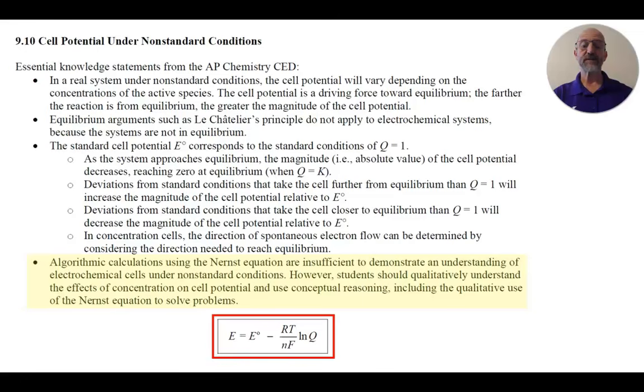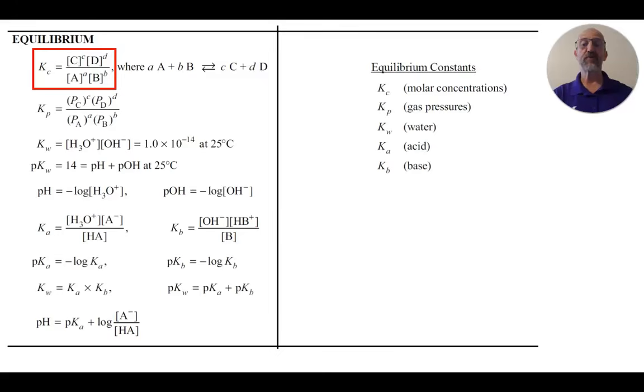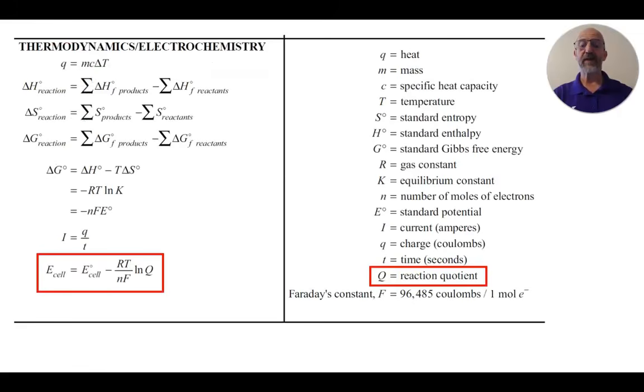So you can see that the Nernst equation is listed on the AP Chemistry Equations and Constants sheet in the section entitled Thermodynamics and Electrochemistry, and Q represents the reaction quotient, which is a ratio of products over reactants, as you can see in the equilibrium section. So Q has the same format as the equilibrium constant K. The difference between Q and K is that Q is the conditions that we have right now under a particular set of concentrations, where K would be the system at equilibrium. So we use Q in the Nernst equation, and we'll see examples of that in this lesson.